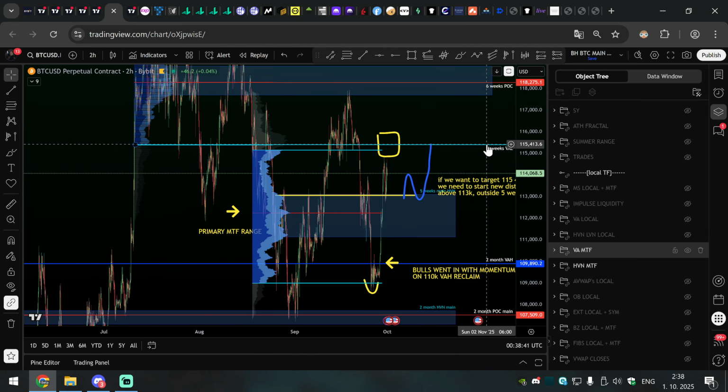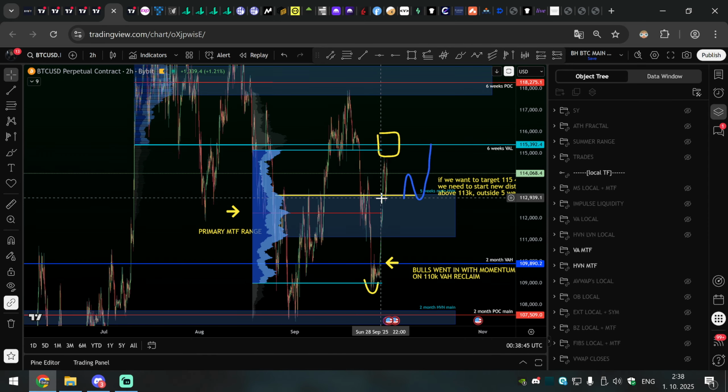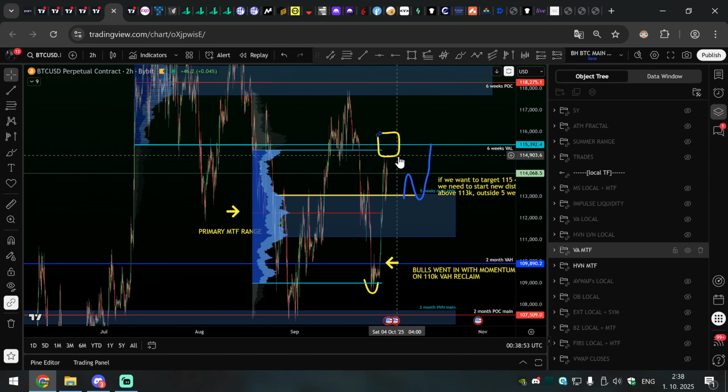It's just ready for you, 6 weeks VAL. And how long is this range? 20 of August. This is 5 weeks VAR here waiting. This is nice box where we might potentially see, if we see another range here, definitely we'll be looking to position for another short out of it.